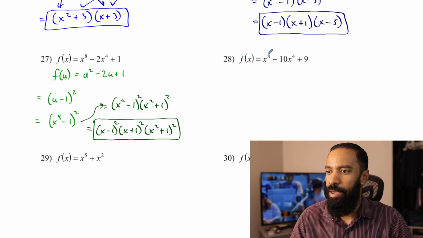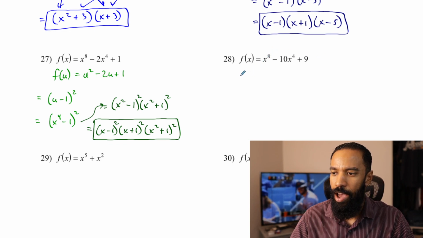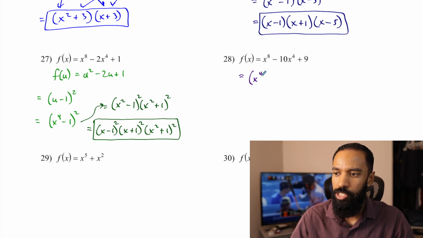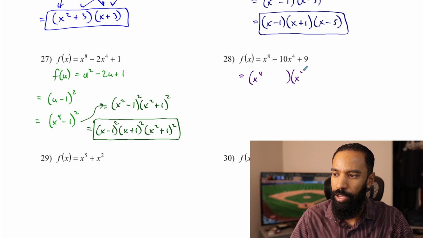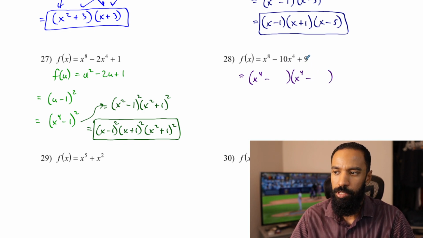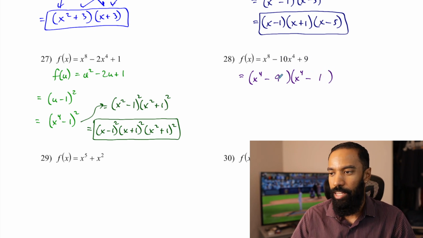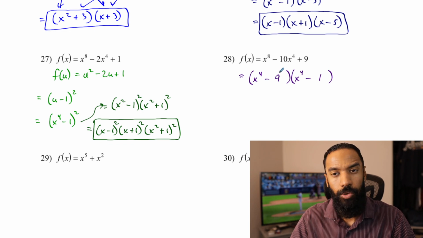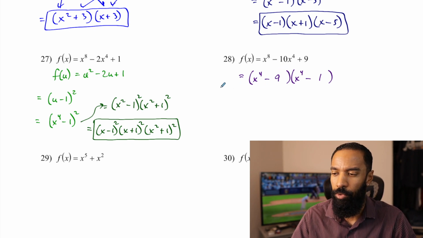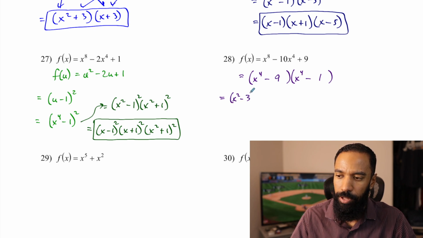All right, number 28 may run into some of the same things being to the fourth power, but that is where we're going to begin. This is x to the fourth times x to the fourth right here. Positive product, negative sum means minus minus, and we've got to find two numbers that multiply to 9 and add to -10. That's -9, -1. And I can automatically see here we've got a difference of two squares, and this will break down a little bit more, right? So this is x squared minus 3 times x squared plus 3.